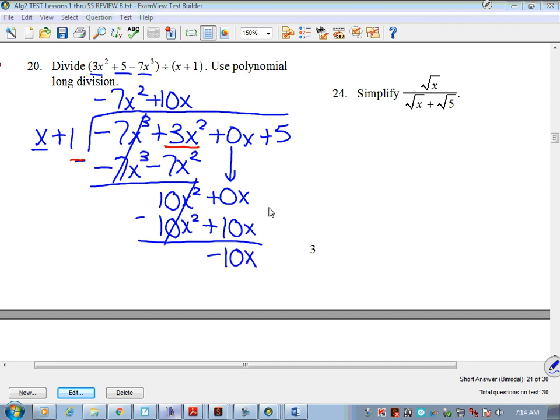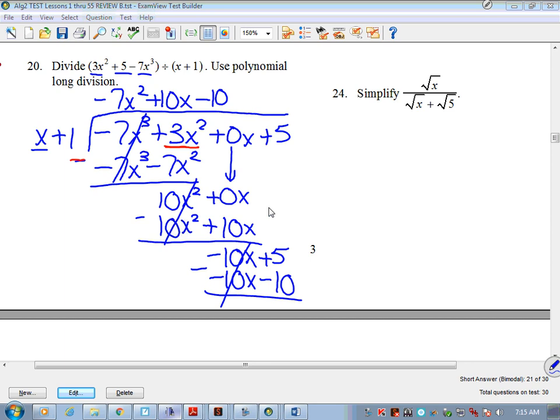Okay, and then we'll bring down our positive 5. To get x into negative 10x, we'd multiply it by just negative 10. That's going to give me negative 10x. And negative 10 times positive 1 is negative 10. My negative 10x's cancel out. Okay, don't forget to put our subtraction out front.